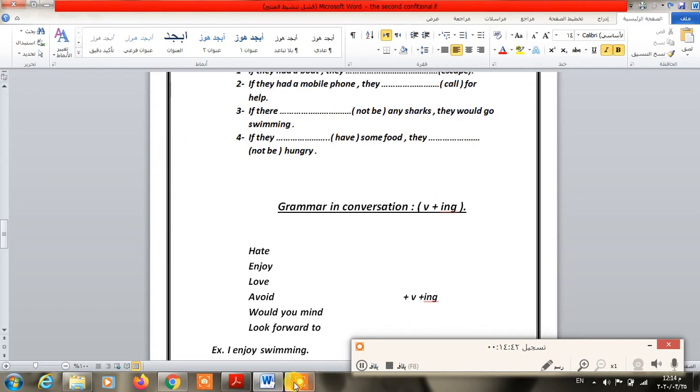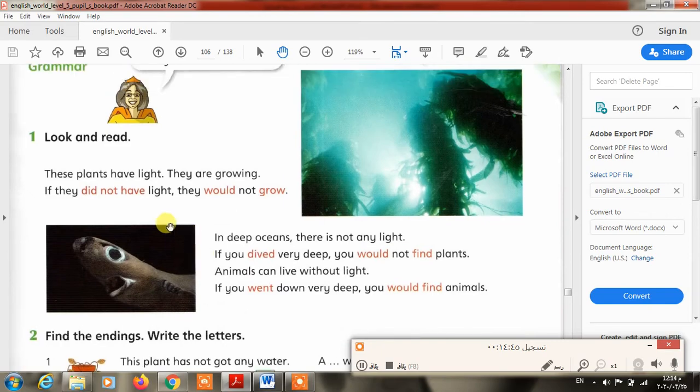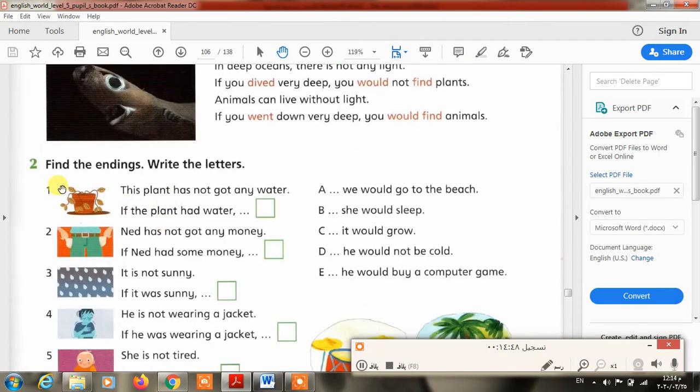Okay, now open your book, page 105. Find the endings. Write the letters. Okay. Number 1. This plant has not got any water. If the plant had water, what do you think? Which one is the suitable one? Excellent, it would grow. So, if the plant had water, it would grow.